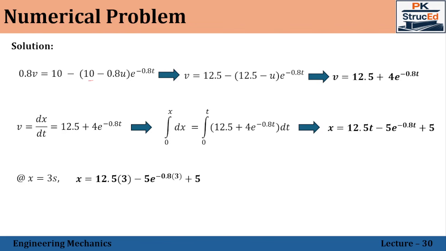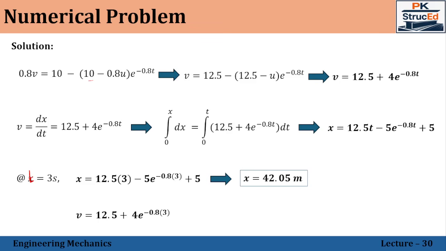So the question is, at t equal to 3 seconds, what is the distance traveled to be calculated. Substituting the value of t equal to 3 seconds, we get the depth of the lake as 42.05 meter. That is the first question.